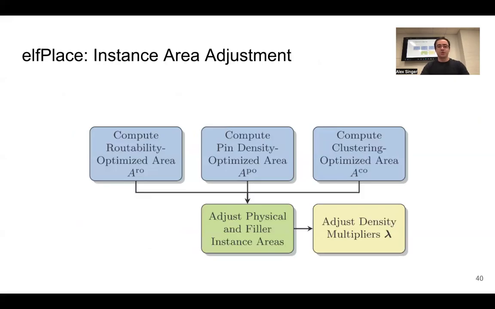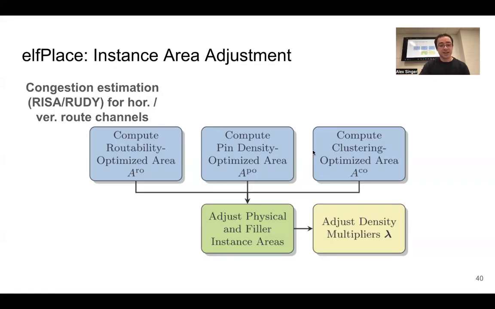There's this last thing that they do, which is called instance area adjustments. Every so often during their global placement, they'll actually stop, look at the areas of the LUTs, the RAMs, and everything like that, and they'll recompute the areas and increase or decrease them based on different objectives like routability, pin density, and clustering. The idea here is that if I find that a LUT is in a very congested region, I can increase its area to tell the other LUTs around it to stay away.